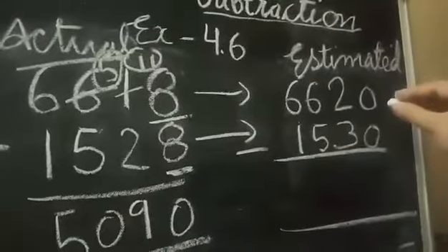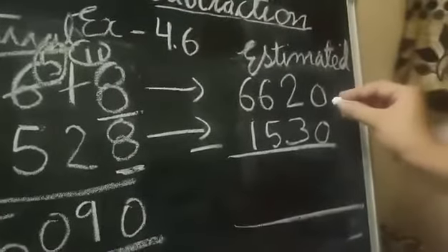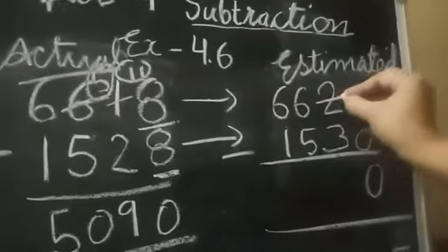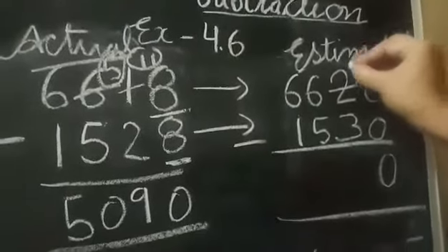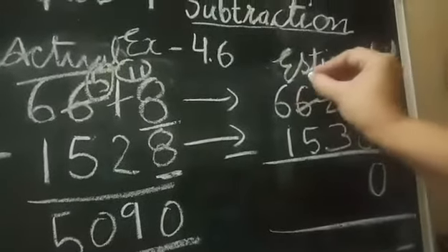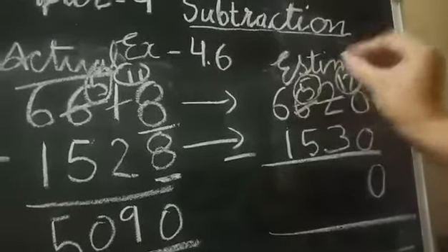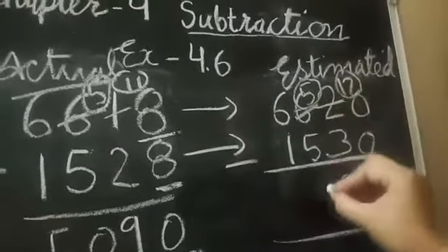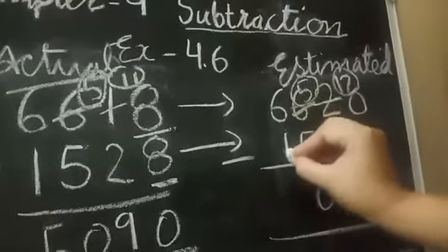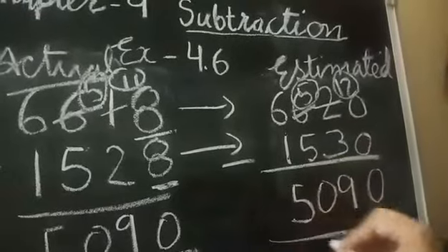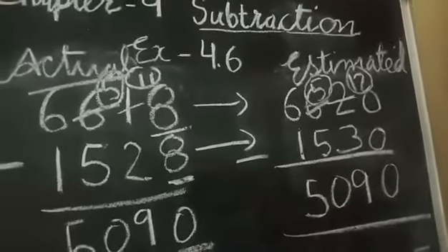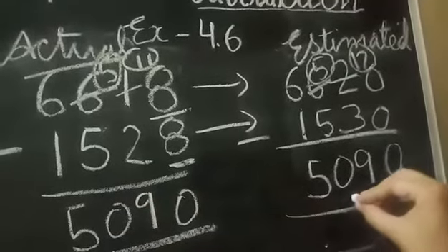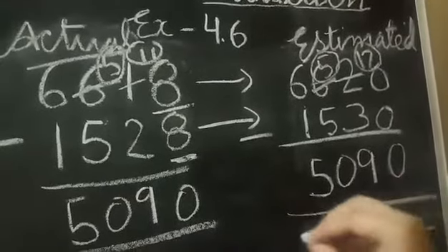Now find the difference between the estimated values. 0 minus 0 is 0. Here is 2. 2 becomes 12 because we have taken 1 from here. Here is 5. Now 12 minus 3 is 9. 5 minus 5 is 0. 6 minus 1 is 5. So here the values come equal. 5090. Here also 5090. There is no difference.